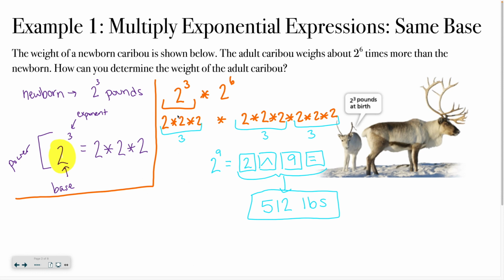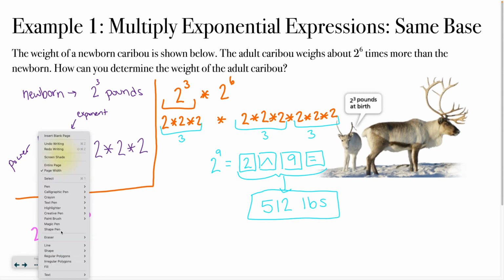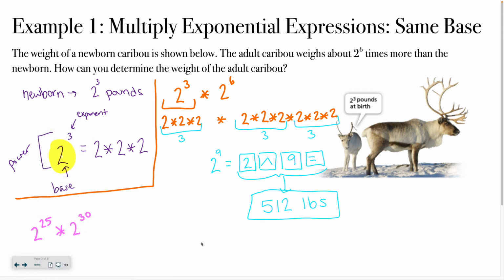Okay, so you can see I was able to figure out 2 to the third times 2 to the sixth. That gave me 9 different 2's that were all multiplying together, but I wrote it out in a really obnoxious fashion. I know you guys do not like writing all of that stuff out, and honestly, it's not always going to be practical to write out all of the different numbers, because what if I said, hey, what's 2 to the 25th times 2 to the 30th? Like, you're not going to write out 25 2's and then 30 more. Like, no. So let's talk about what's the faster or more efficient way of doing this.